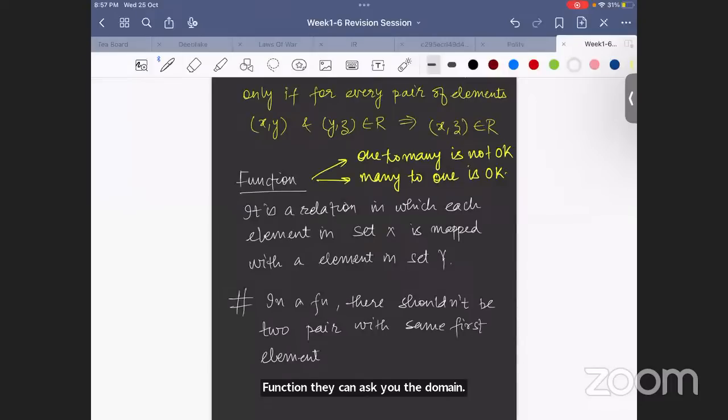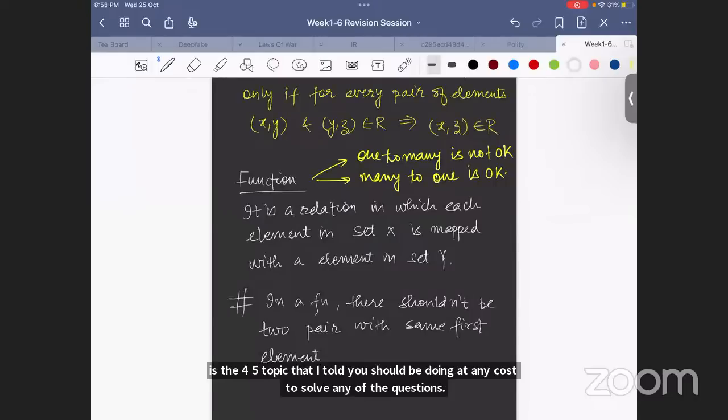Sir, can you please explain how to find onto? I'll tell you, but first I'm telling you how to get the information. These 4-5 topics you should know at any cost to solve any of the questions. From the question papers that I've seen, you should know all these 4-5 concepts to answer those questions.